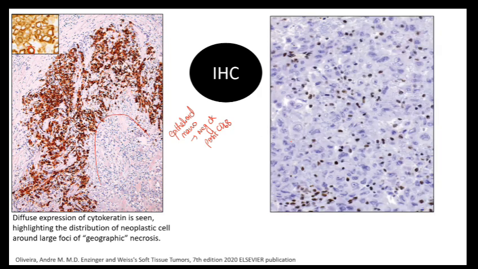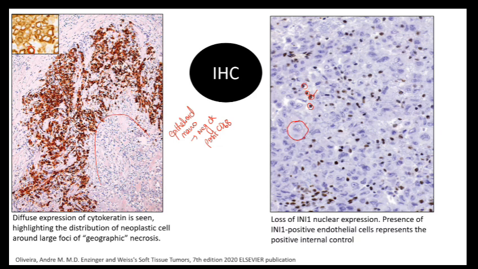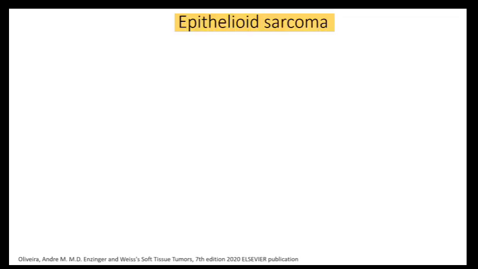Then we have done this INI1. These are the internal controls, your endothelial cells and lymphocytes, which have taken up the stain, whereas the tumor cells are negative. That is, INI1 is lost in the tumor cells. What are the internal controls? These lymphocytes and the endothelial cells. So with this, the diagnosis is epithelioid sarcoma.